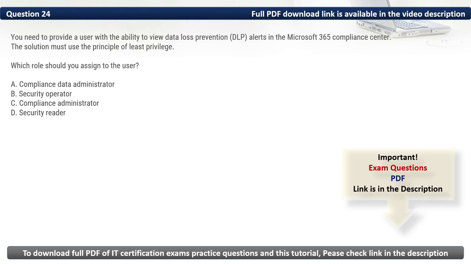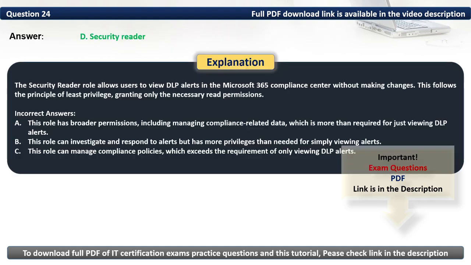Then we have B. Security Operator. This role can investigate and respond to alerts but has more privileges than needed for simply viewing alerts. Then we have C. Compliance Administrator. This role can manage compliance policies which exceeds the requirement of only viewing DLP alerts. As such, the role that we should assign to the user is Security Reader. Thus, the correct option is D. The security reader role allows users to view DLP alerts in the Microsoft 365 Compliance Center without making changes. This follows the principle of least privilege, granting only the necessary read permissions.